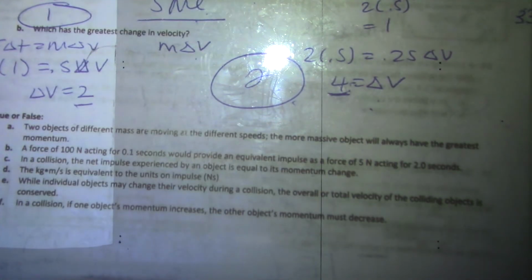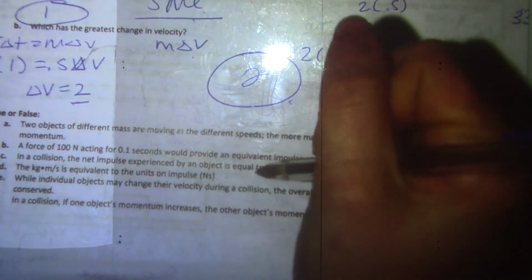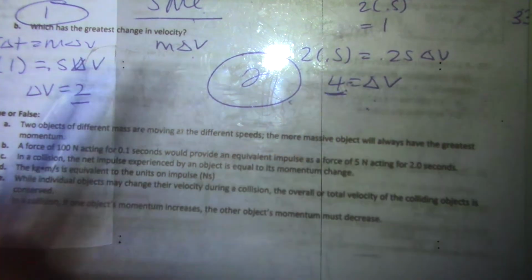Okay, true or false? Two objects of different mass moving at different speeds, the more massive will always have the greatest momentum. That is false. More massive only means more momentum if their velocities are the same. If they're not the same, then you have to consider both, because both mass and velocity matter for momentum.